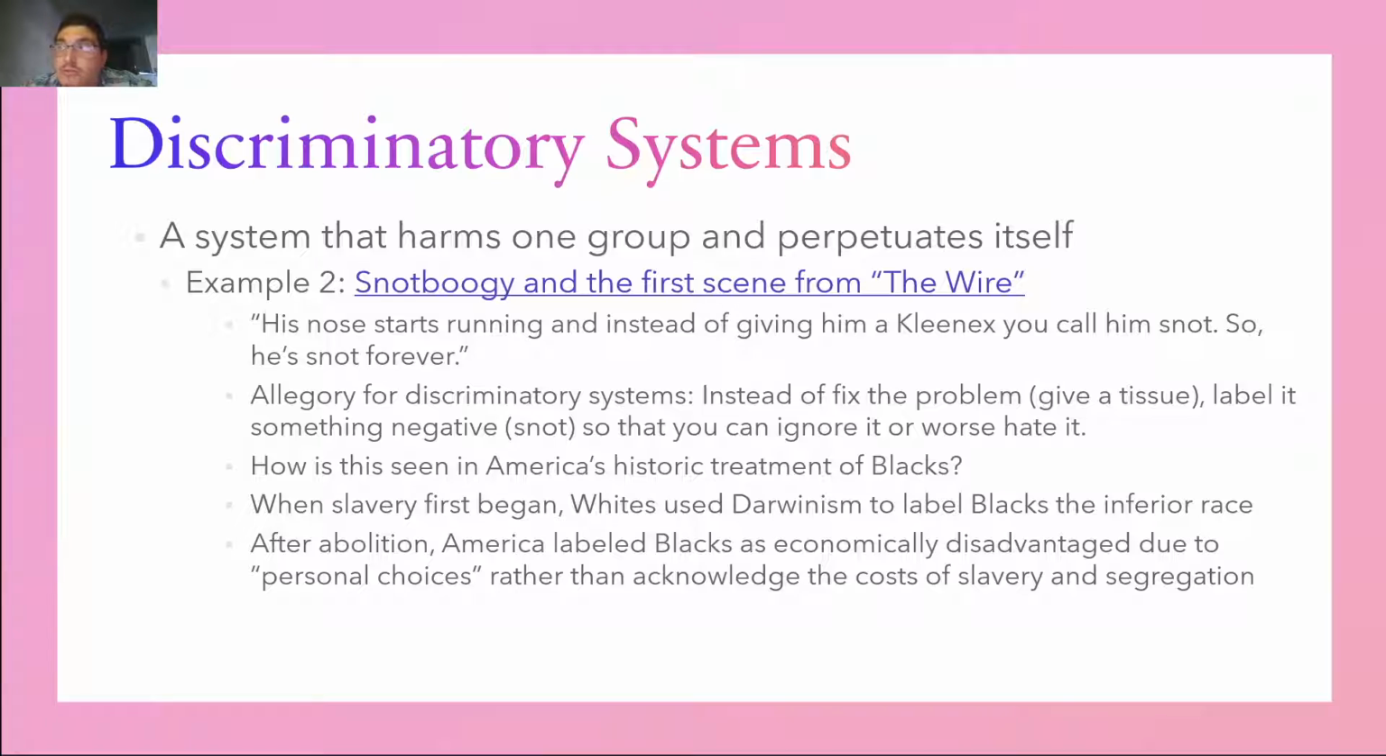Well, I'm going to give away an answer to one of our questions later on, but in America, it was 250 years before slavery was abolished officially. And before the Jim Crow laws were gone, it was 350 years. So slavery in America is older than America itself. And instead of acknowledging the cost of this, they just labeled blacks in this time period as economically disadvantaged due to their personal choices and moved on. In this case, the labeling of economic disadvantage says we don't have to care about this group because it was their choices that led them to this state rather than acknowledge this was due to our choices.